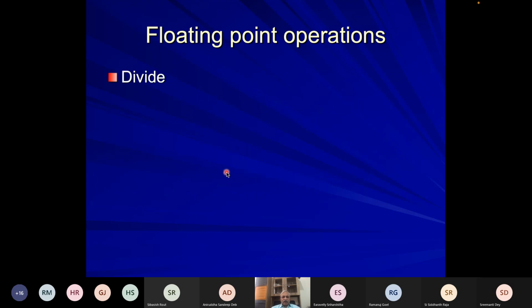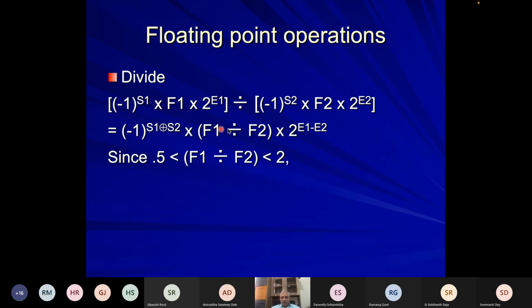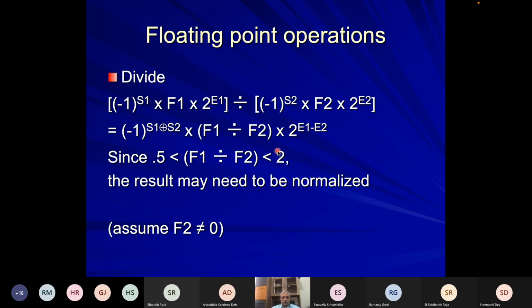Division means that you divide the fractions and subtract the exponents. Sign is again the XOR of the two individual signs. When you're dividing numbers in the range 1 to 2, the result would be in the range half to 2. Again, there may be a need to normalize. We do the division, of course, when the divisor is non-zero. We assume F2 is not 0.